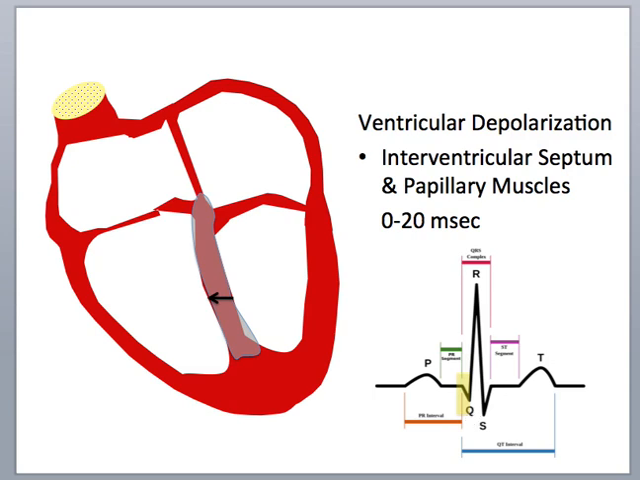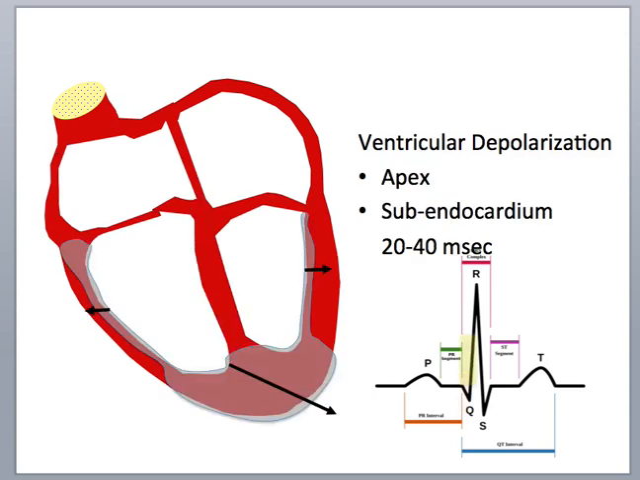So it takes 0 to 20 milliseconds. If you have any more than 20 milliseconds, then you can start getting into some different arrhythmias. But that's pretty basic as far as the interventricular septum depolarizing. So it always goes towards the right, the depolarization vector.